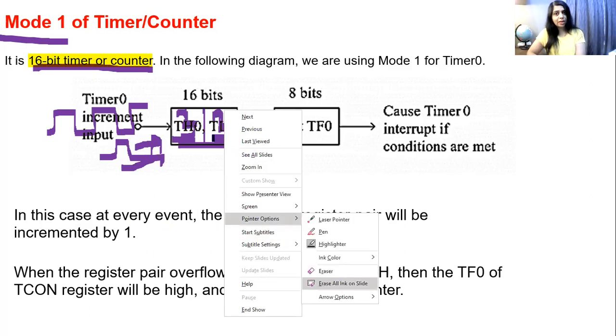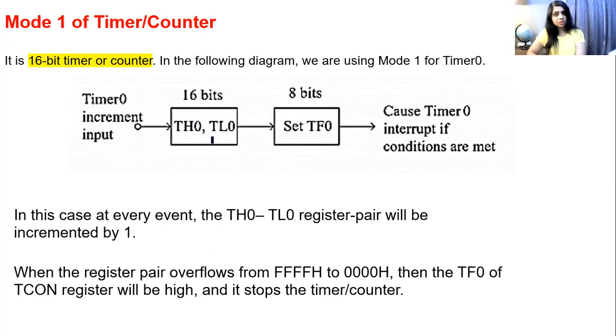And at one point, this is also 8 bit, this is also 8 bit, this will also become all 1s, that is 8 ones, which in hexadecimal is FF. Both will become FF at a time. So this will become FF, all ones, 1111 is F, and this will also become FF.